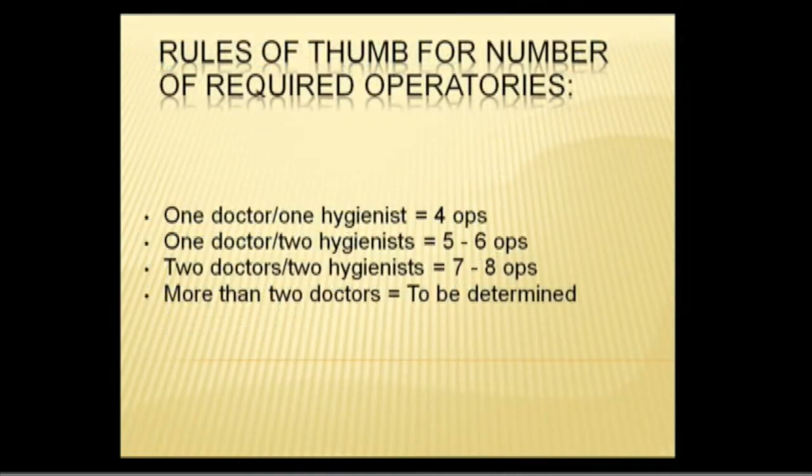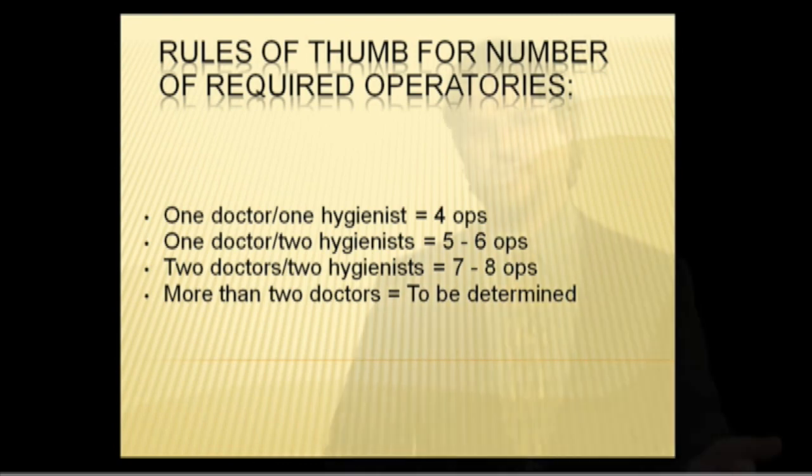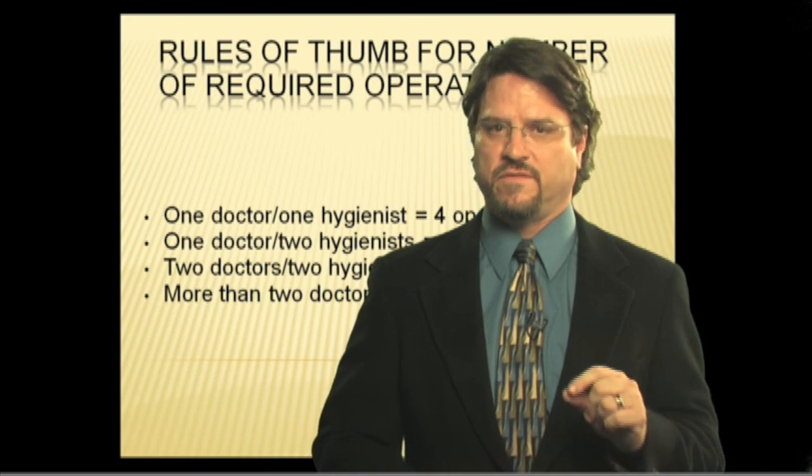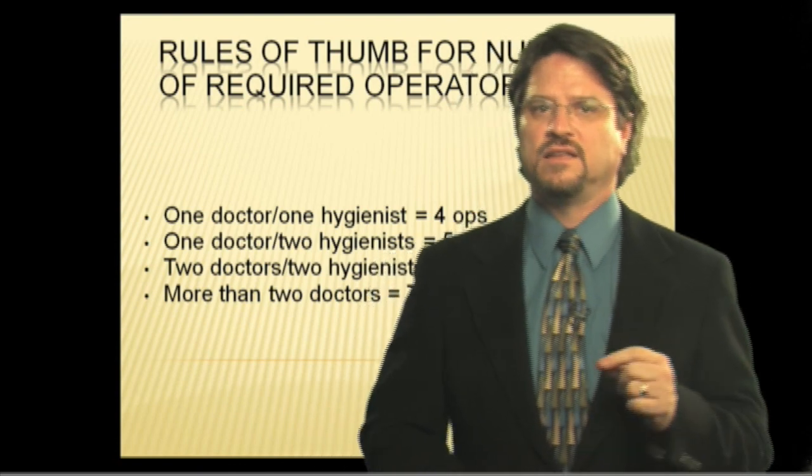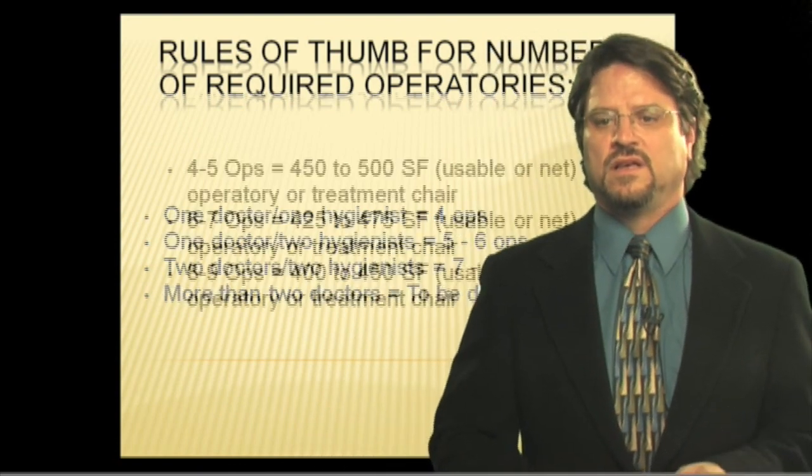Here are the rules of thumb for determining the number of required operatories. One doctor and one hygienist is 4 ops. One doctor and 2 hygienists, 5 to 6 ops. 2 doctors and 2 hygienists, 7 to 8 ops. And if there are more than 2 doctors, the number of ops will depend on the volume of patients to be seen and the scheduling of the doctors.